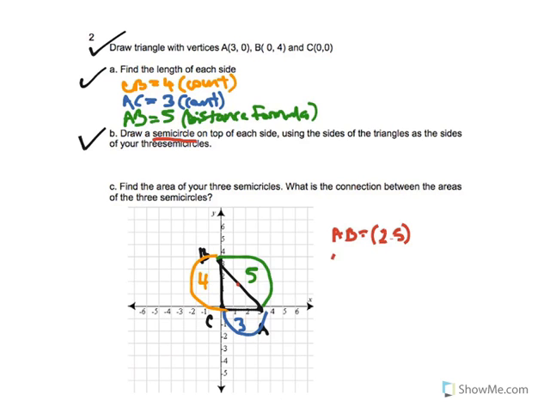The radius of semicircle AC is going to be, what's half of 3? 1.5. And the radius of semicircle CB is going to be 2. Okay, so we're going to use these radii in order to find the area of the semicircles. So let's start with the green semicircle.